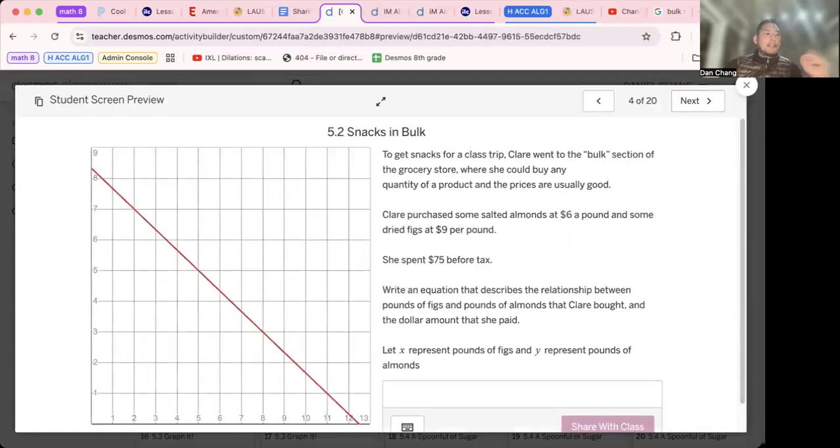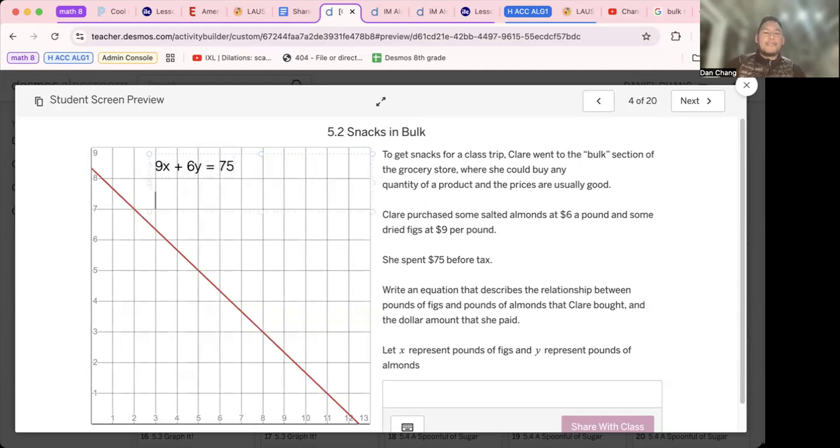Now, if you guys have unpaused and you have seen what everybody has written, just want to make sure that we are all on the same page. But you should have an equation that is 9x plus 6y equals 75. Almonds are $6 a pound.